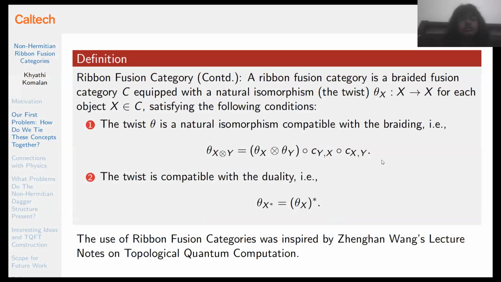Continuing that, you also have another natural isomorphism that's a part of this category called the twist. The twist is basically a natural isomorphism from the object to itself, and it satisfies two conditions. The twist should be compatible with the braiding in this sense, and it also should be compatible with duality. The reason I used ribbon fusion categories is that I was inspired by these notes on topological quantum computation that I found, which use ribbon fusion categories a lot.